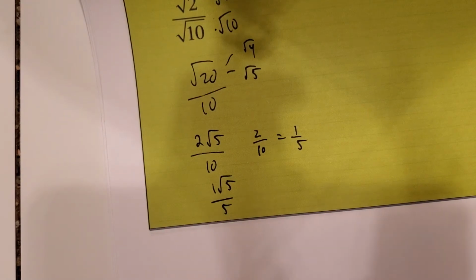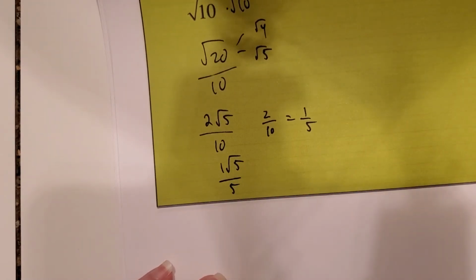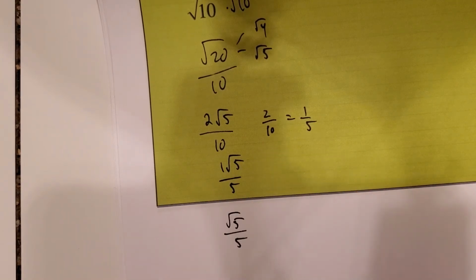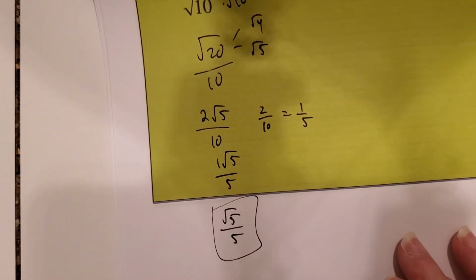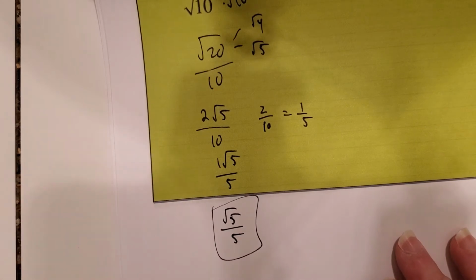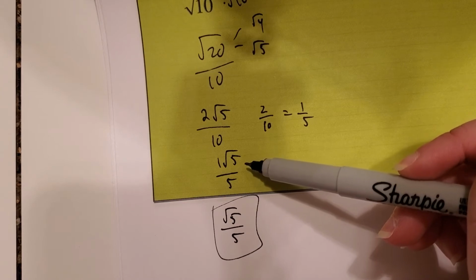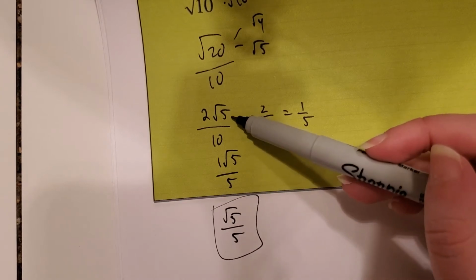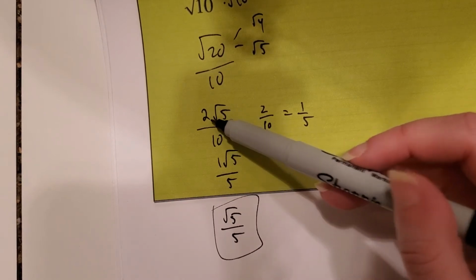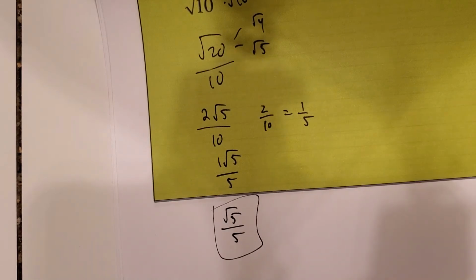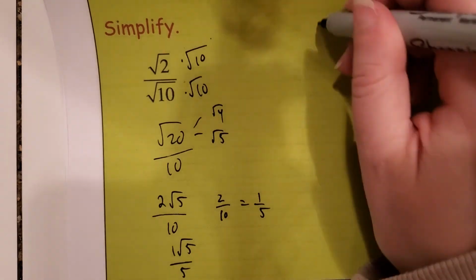And since 1 times anything is just that anything, you could even simplify this down further to say root 5 over 5. This is the most simplified, and it is the most mathematically precise. This I would probably accept on homework, quizzes, etc. This I definitely would not, because you can reduce the 2 over 10, and neither would I accept this. All right, that's method number 1 for this problem.